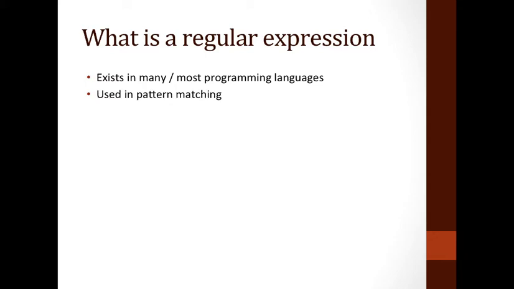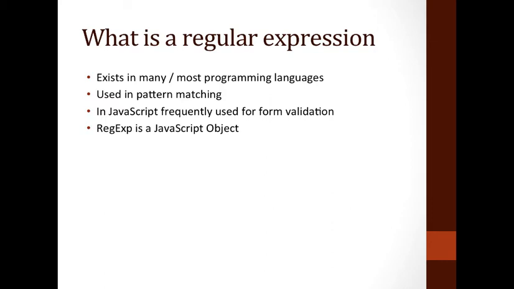Pattern matching can be very useful, especially if you're looking for something like an email address where it has to have an @ sign and a dot and some letters at the end. It's typically used for form validation in JavaScript. RegExp is a JavaScript object. Being a JavaScript object means that it has different methods that are attached to it that you can use when you're using the object.